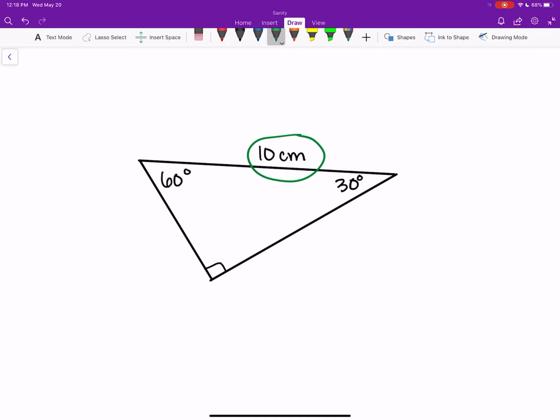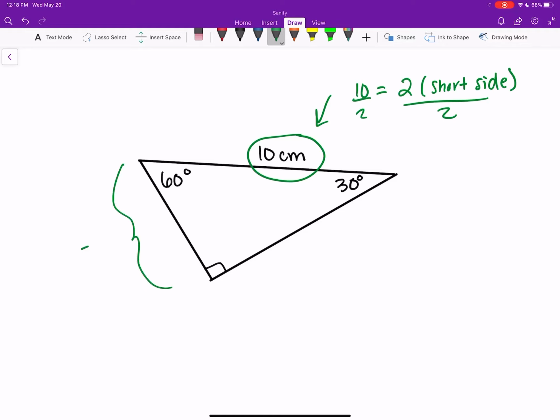So I think the easiest way would be to find the length of my shortest side. Again, I know that the longest side, 10, is equal to double the length of my short side. So if I wanted to solve for x, for my short side, I would just divide by 2, right? Just cut it in half. So I would get that the shortest side here would be 10 over 2, which is 5 centimeters.